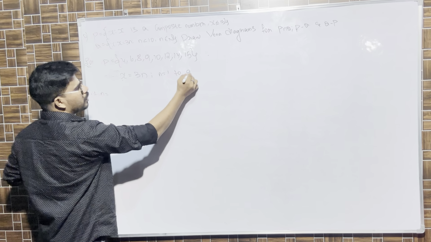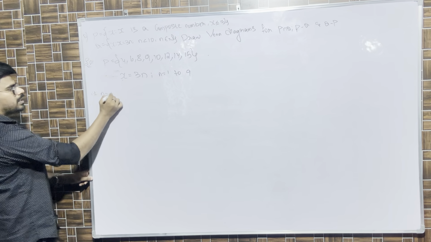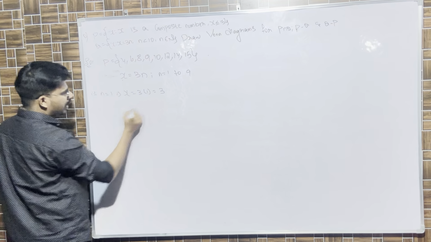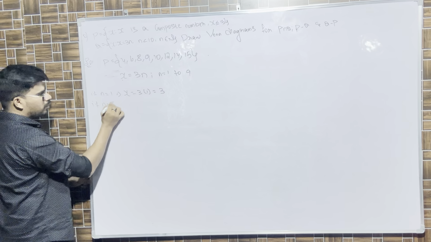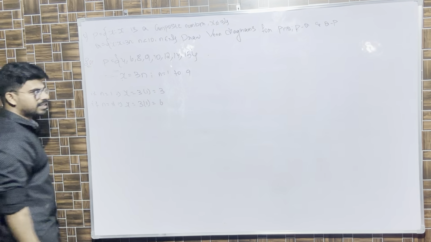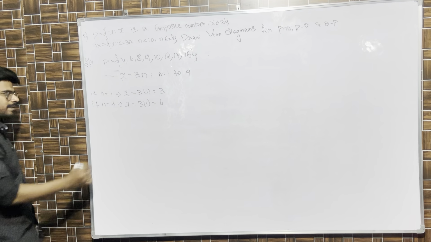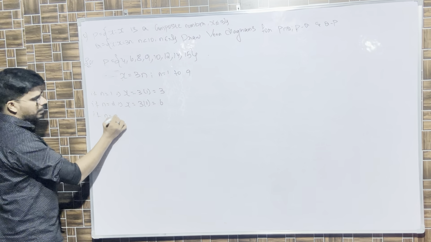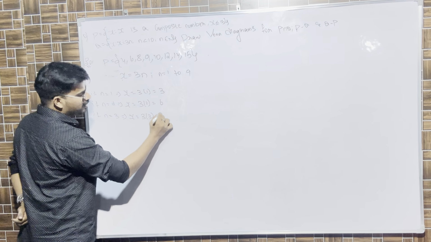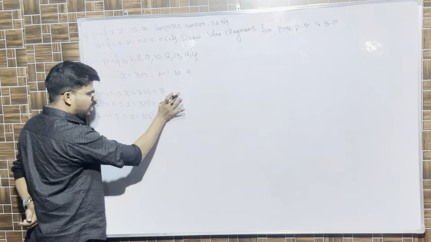1 to 9. If n is equal to 1, x is equal to 3 into 1, which is 3. If n is equal to 2, x is equal to 3 into 2, 6. Yes, the 3 table: 3, 6, 9, up to 36. You have to write it out on paper, because you know it, but how can the examiner know?